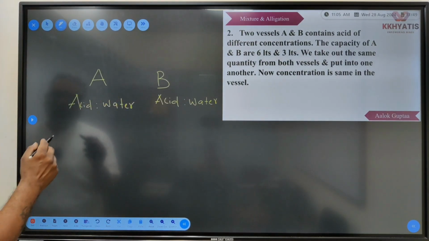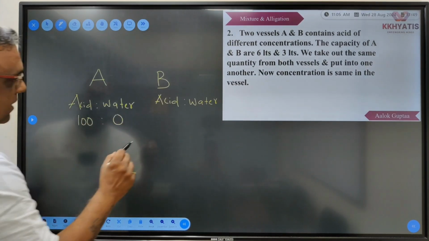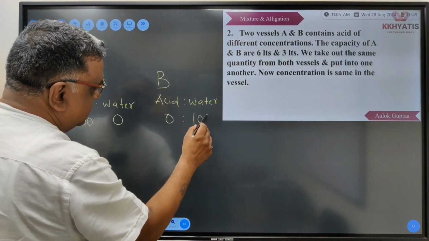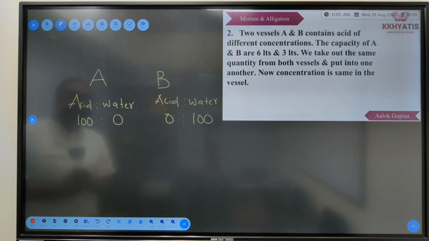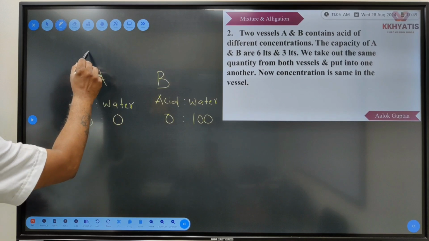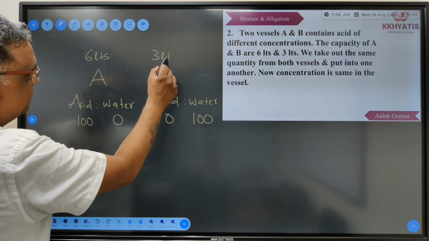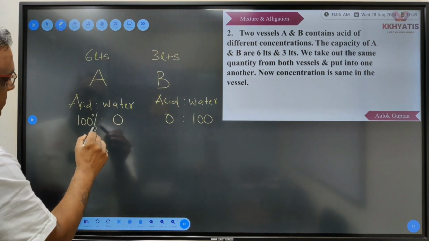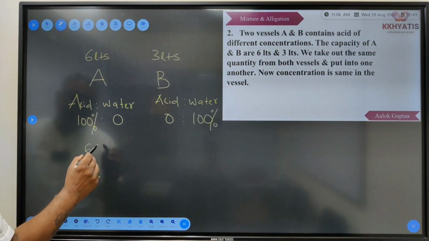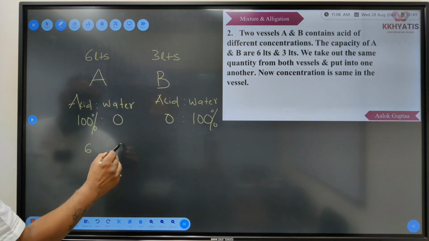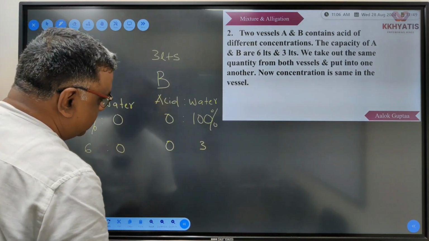So in this case, what I can assume is I have 100% acid in this, 0 water in this, and I have 0 acid in this and 100% water in this. It's very safe to assume this because they are of different concentrations. The capacity of this is 6 liters and capacity of this is 3 liters. This has got 100% acid and this has got 100% water, which means in this I have 6 liters of acid and 0 liters of water. And I have 0 acid and I have 3 liters of water.